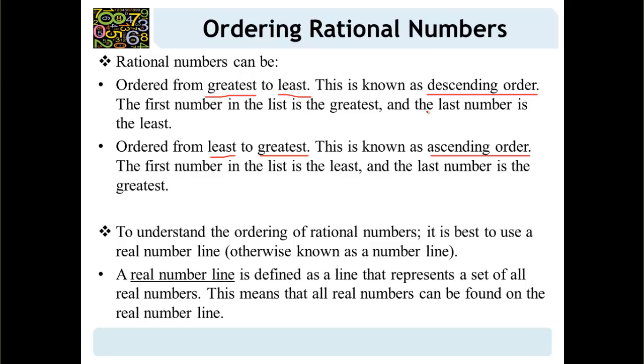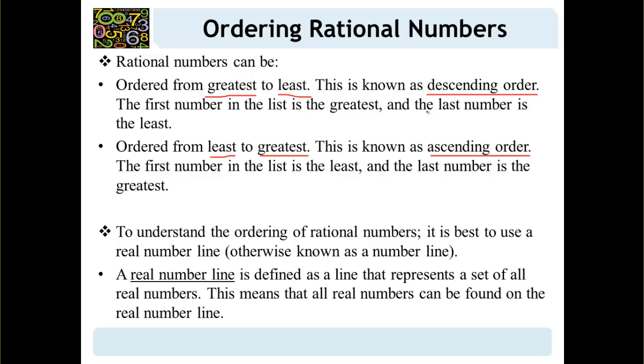Now, to have a better understanding of ordering rational numbers, it is best to use a real number line, otherwise known as a number line. What is a real number line? It is a line that graphically represents all real numbers. Remember, in the first video, we talked about real numbers. Real numbers are all rational numbers and all irrational numbers.